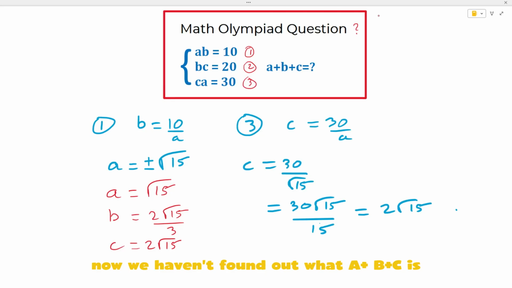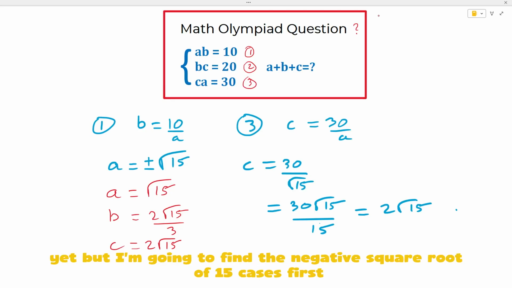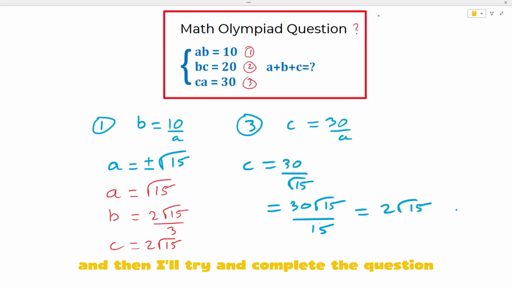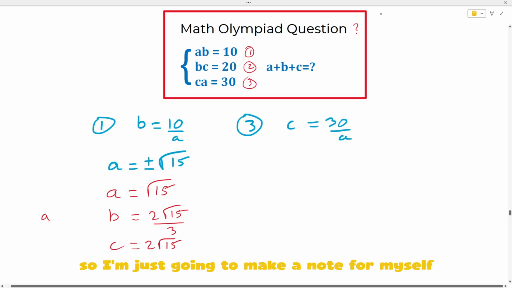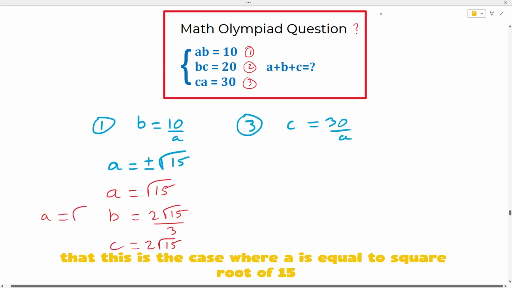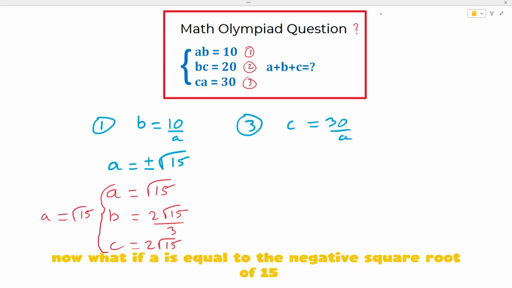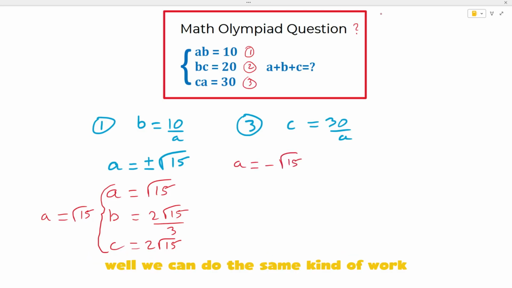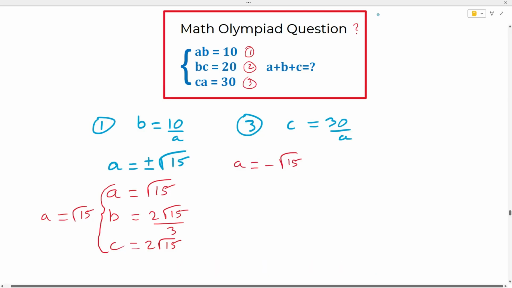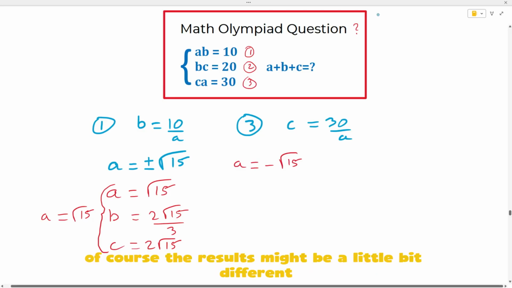We haven't found out what a plus b plus c is yet, but I'm going to find the negative square root of 15 case first, and then I'll try and complete the question. I'm just going to make a note for myself that this is the case where a is equal to the square root of 15, and we have these 3 different solutions. Now, what if a is equal to the negative square root of 15? Well, we can do the same kind of work. Of course, the results might be a little bit different.